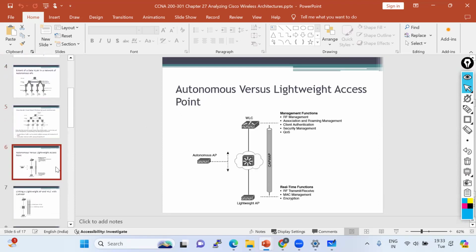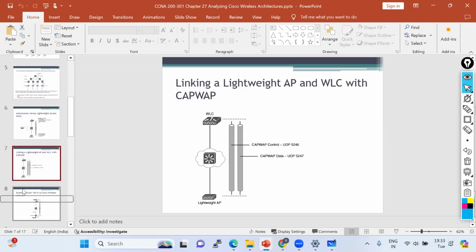So in the next session, we'll do a deep dive into the WLC. What is a WLC? How is it going to work? We'll discuss the CAPWAP tunnel, right? And we'll understand how the lightweight AP is going to form the CAPWAP tunnel to the WLC, right?